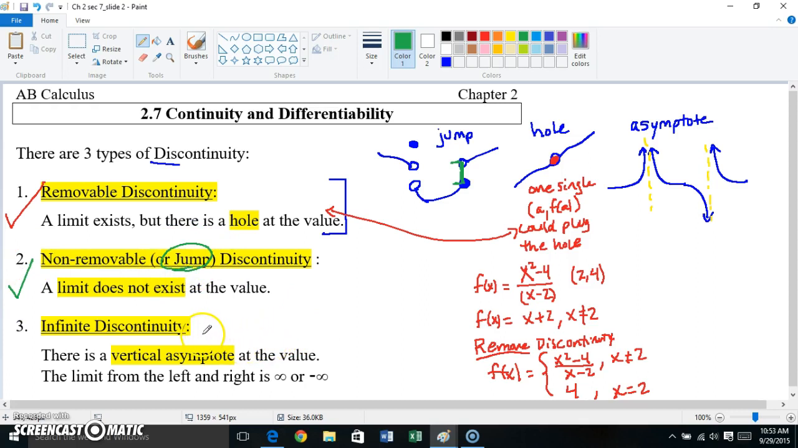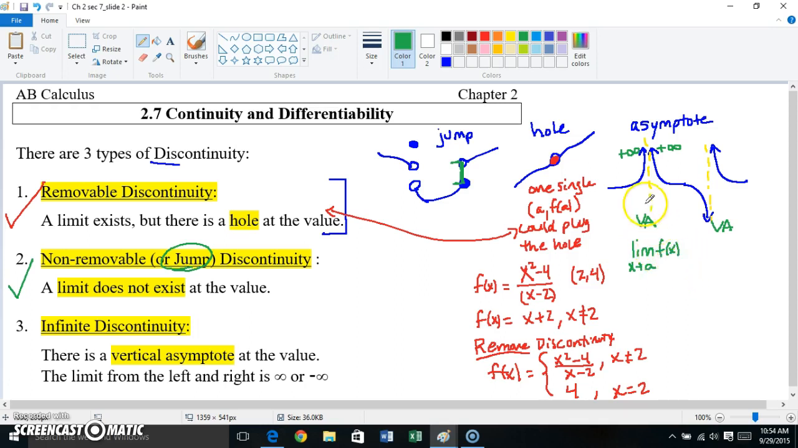Okay, infinite discontinuity is when there is a vertical asymptote. So our vertical asymptote is happening in the third example here. So the limit from the left and the right is infinity or negative infinity. So here the limit from the left is positive infinity. Here the limit from the right is positive infinity. Now, technically, the limit doesn't exist. We say the graph tends toward infinity, but for the limit to exist, it must be a finite number.